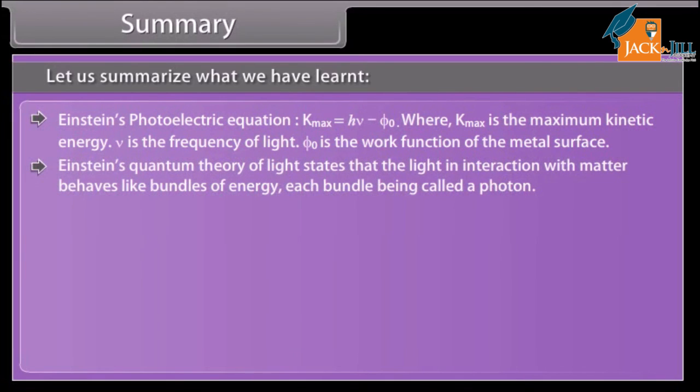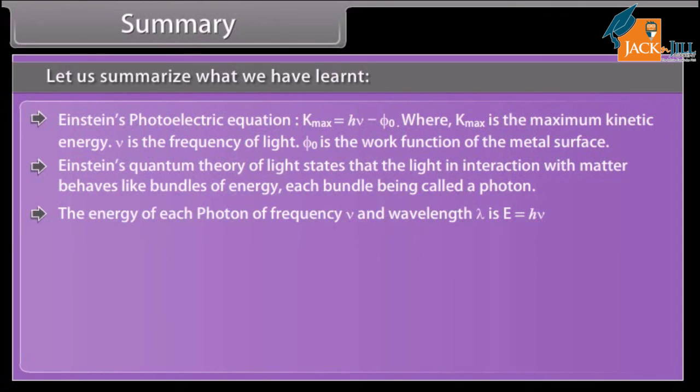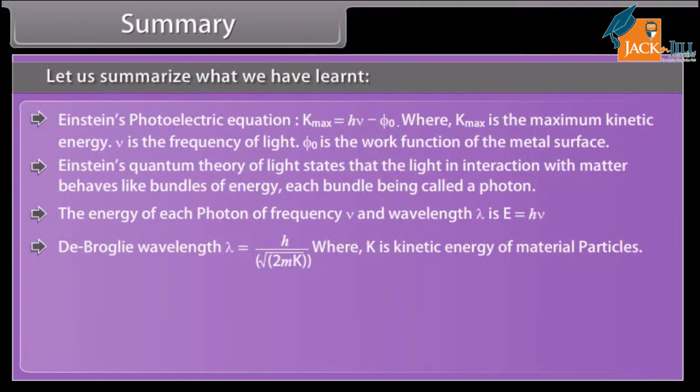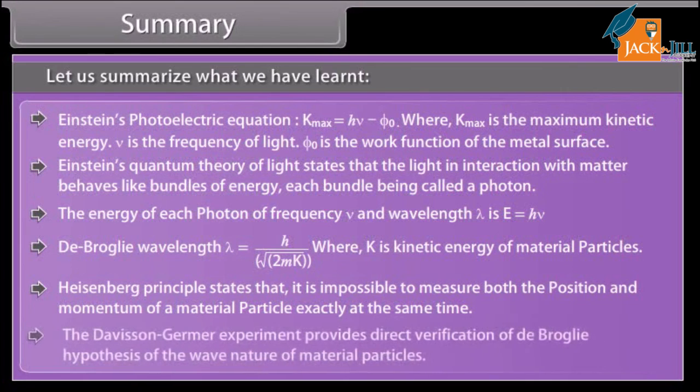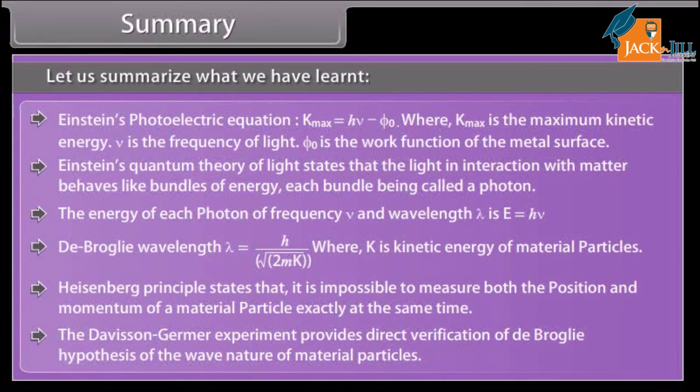Einstein's quantum theory of light states that light in interaction with matter behaves like bundles of energy, each bundle being called a photon. The energy of each photon of frequency nu and wavelength lambda is E equals h nu. The de Broglie wavelength lambda is equal to h by square root of 2mK, where K is the kinetic energy of material particles. The Heisenberg principle states that it is impossible to measure both the position and momentum of a material particle exactly at the same time. The Davisson-Germer experiment provides direct verification of the de Broglie hypothesis of the wave nature of material particles.